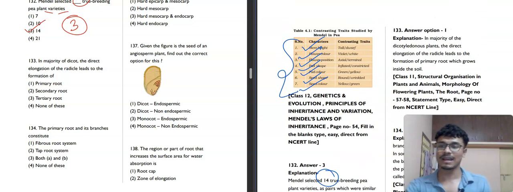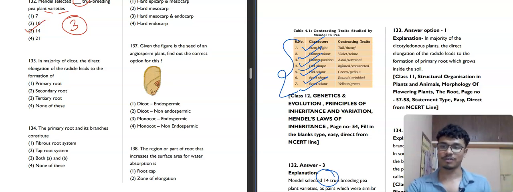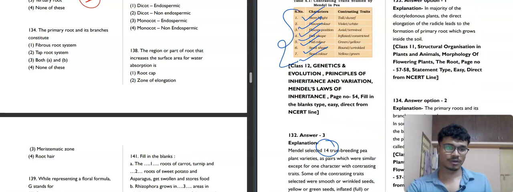It is saying that in the majority of dicots, the direct elongation of the radicle leads to the formation of primary root, secondary root, tertiary root, or none of these. So direct elongation of this radicle. Radicle means obviously it will form root. Now which type of root? That is the primary root. The first option is our correct answer. Now the next question, question number 134.